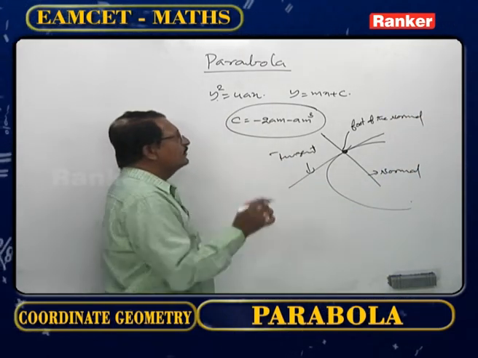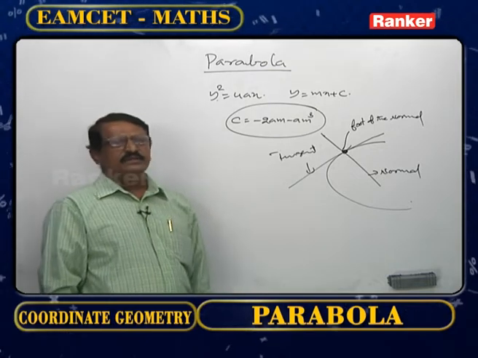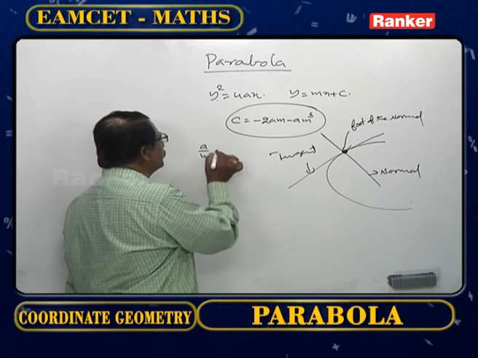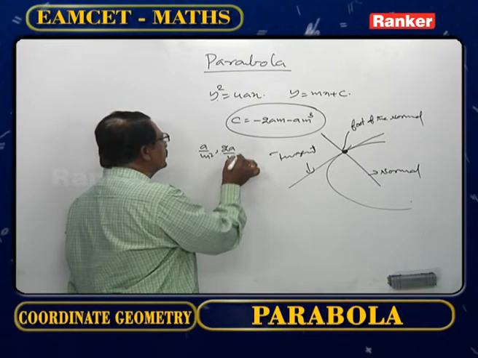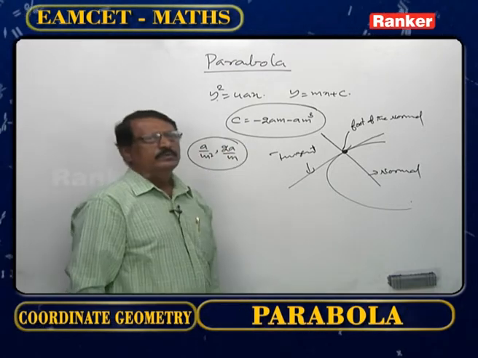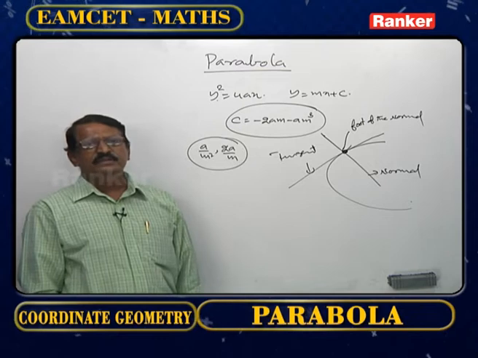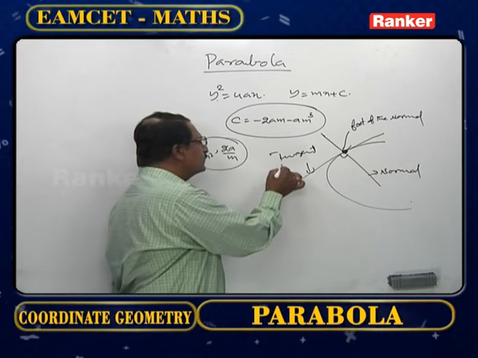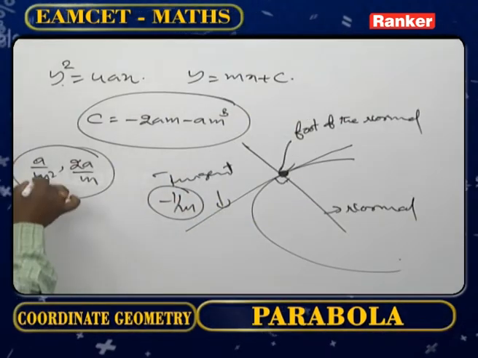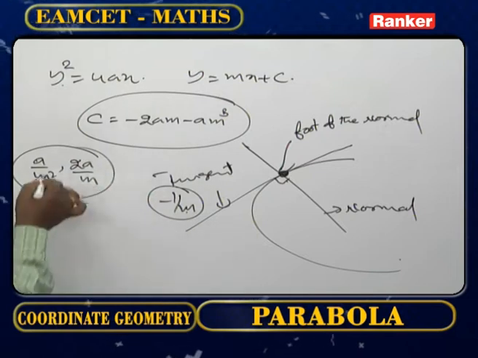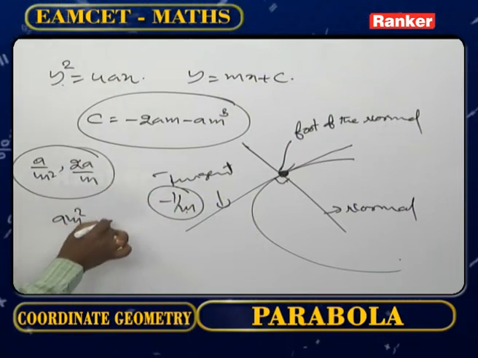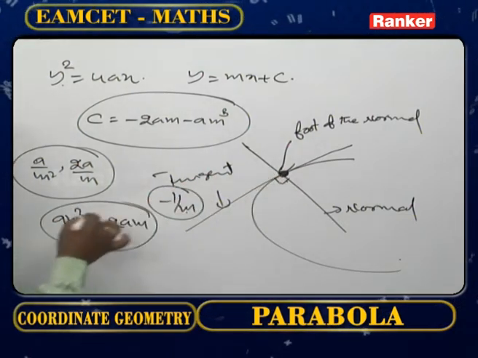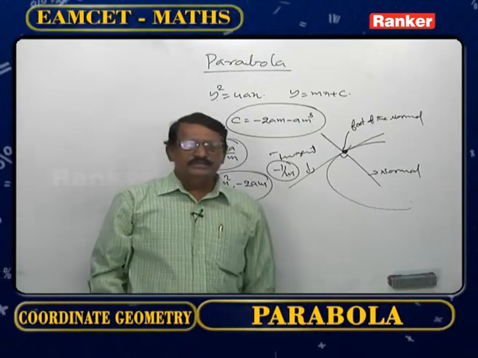Suppose the slope of the tangent is m, then the point of contact is (a/m², 2a/m). The normal is always perpendicular to the tangent, so the slope of the normal equals -1/m. Replacing m with -1/m, we get (am², -2am). Now the foot of the normal equals (am², -2am).